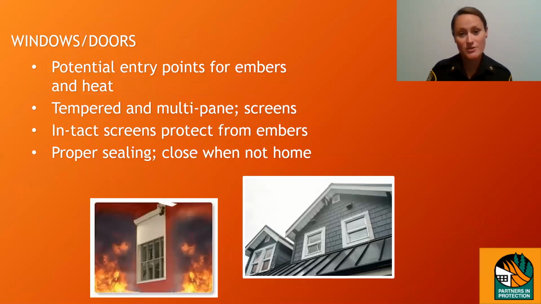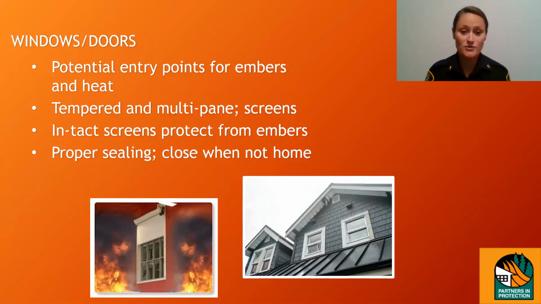Windows and doors are potential entry points for embers and radiant heat as well. Tempered glass or multi-pane windows will provide additional protection during wildfire conditions. Window screens that are free of holes or tears will also help improve performance against the radiant heat and will obviously minimize the size and number of embers that could potentially enter the home through these openings.